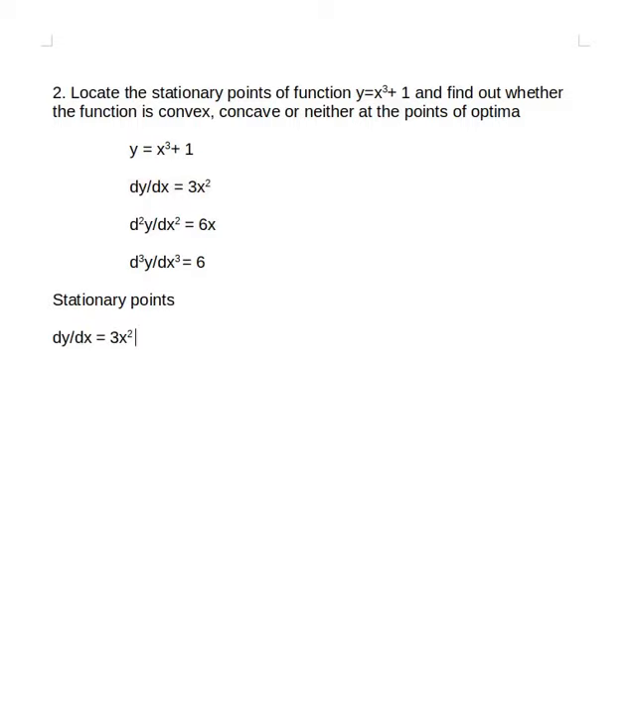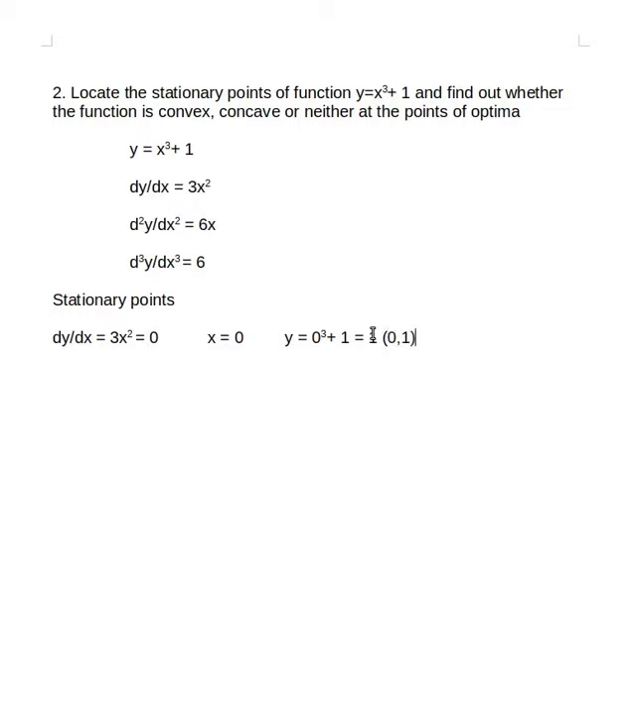In order to find the value of x, we have to equate the first derivative to 0, and we get the value of x equal to 0. So here we get only one value. The corresponding y value also has to be found, so we substitute the value of x, that is 0 here. So we get y equal to 1, and the stationary point (x, y) is (0, 1).